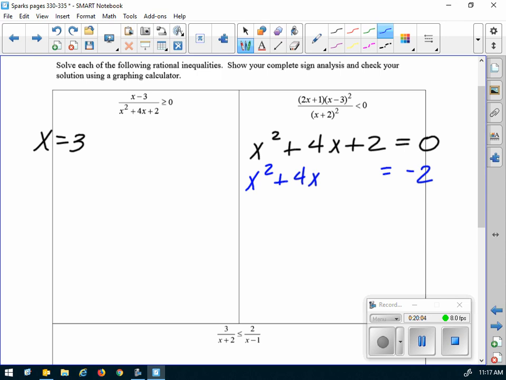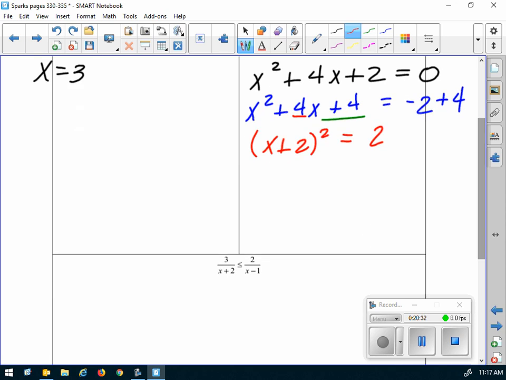Now let's complete that square. What's going to sit right here? Plus 4. Oh, but if I plus 4 on one side, I got a plus 4 on the other side. Half it and square it. So this gives me x plus 2 quantity squared equals 2. How do I solve this bad boy? Square root. So x plus 2 equals plus or minus root 2.